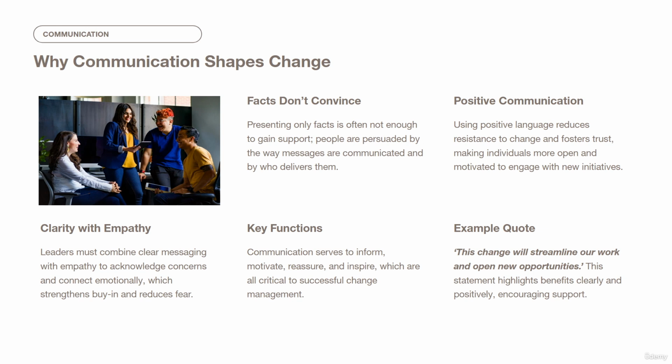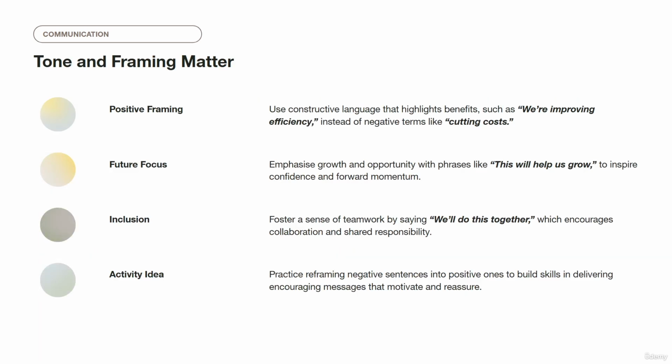So an example would be, the change will streamline our work and open new opportunities. Streamline whose work and opportunities for whom? Well, that's to be debated, but it's being presented in a positive way and not change just for the sake of change. So positive framing is really important.